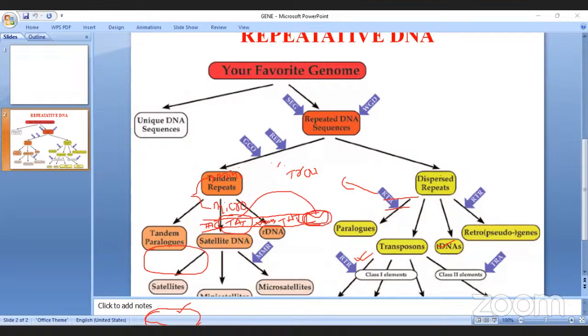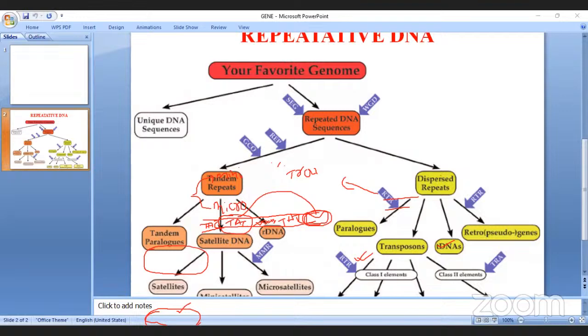And another one, retroposons. Retroposons are also like transposons, but the difference is that transposons cut and paste, while retroposon genes copy and paste. Are you clear about this too? In dispersed repeats, transposons cut and paste. Retroposons copy and paste. Yes, sir, clear, sir.